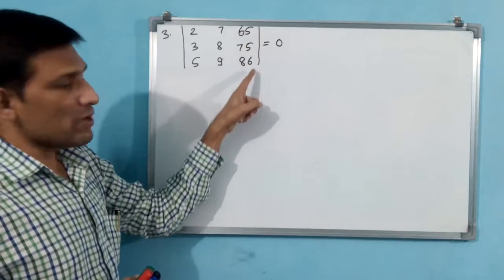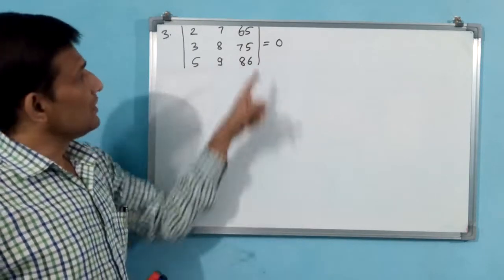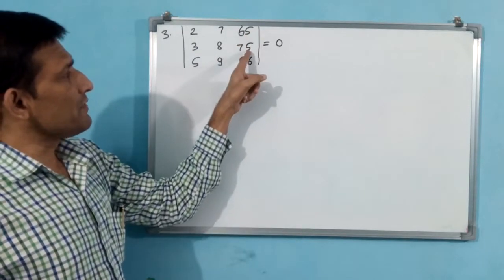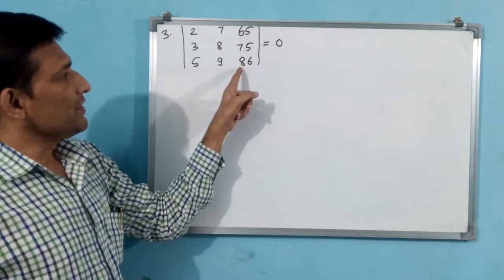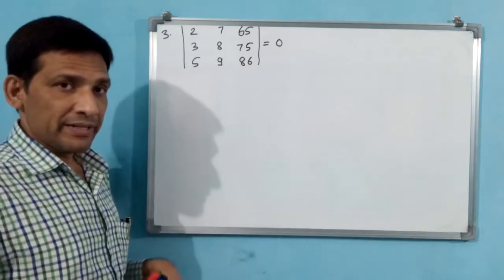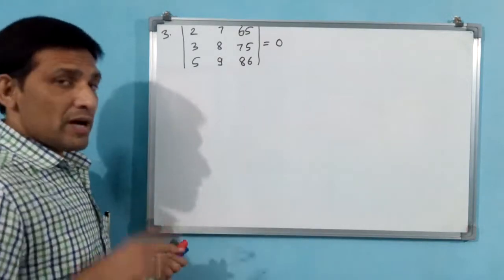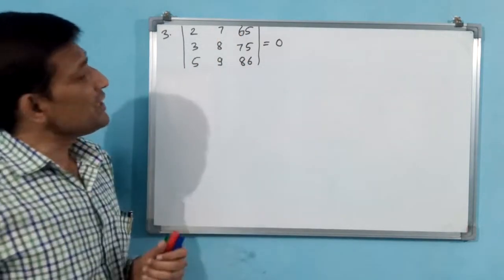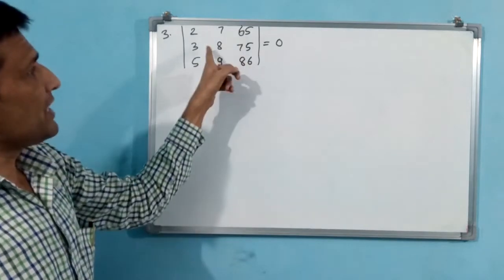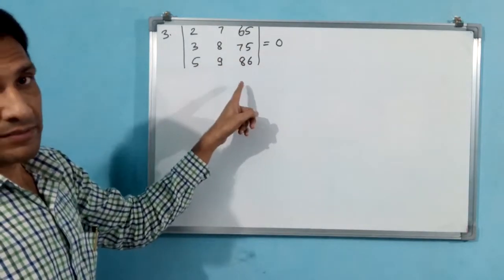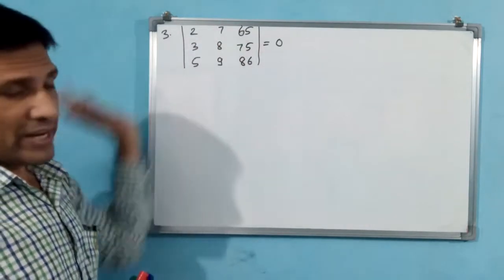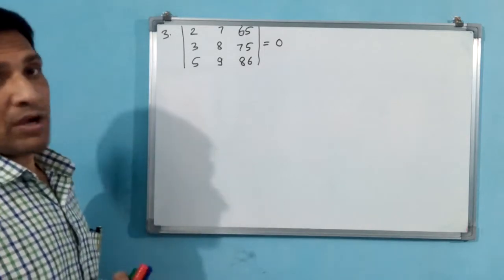Here also I want to make 2, 3, 5 by splitting: 63 plus 2, 75 is 72 plus 3, 81 plus 5. Like that shall I make? Then 2, 3, 5, 2, 3, 5 will come. Two determinants will become. See, 63 means 7 into 9, 8 into 9, 9 into 9. Like that you can make. Then 9 you can take common. Like that you have to think.